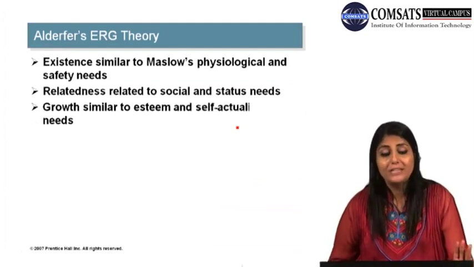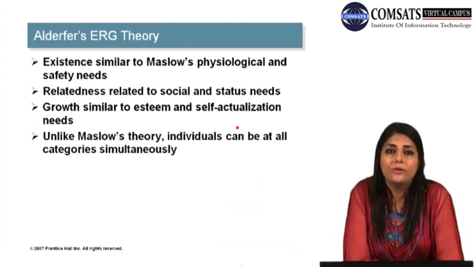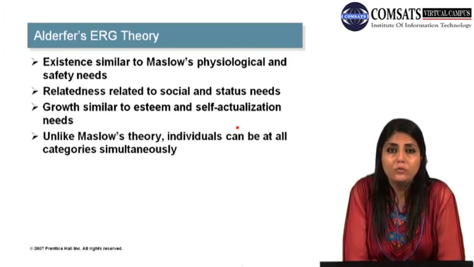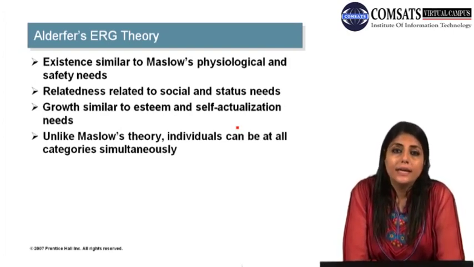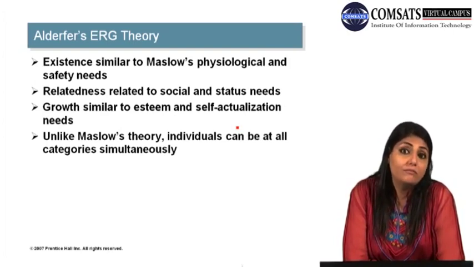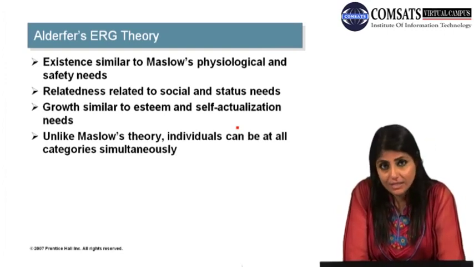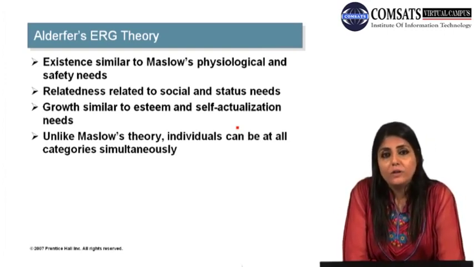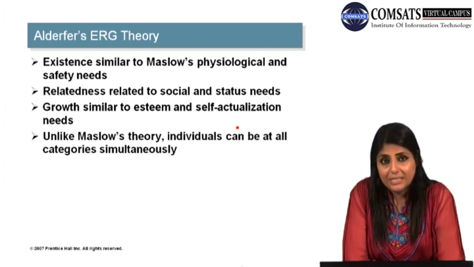That is the important point in this theory, and this was also the important criticism of this theory, that unless one of their needs at the lower level is satisfied, individuals cannot move up to the higher level needs. So they will move up the pyramid step by step. This is one of the criticisms of this theory.